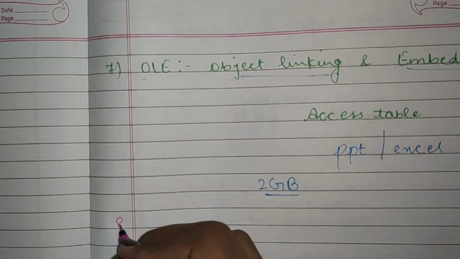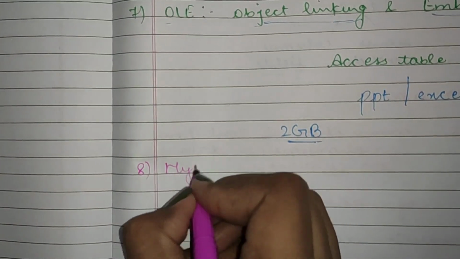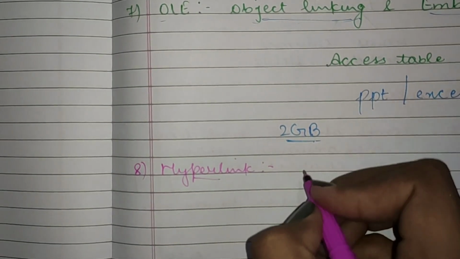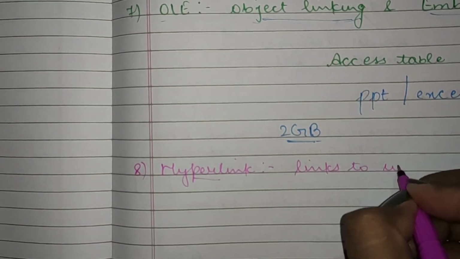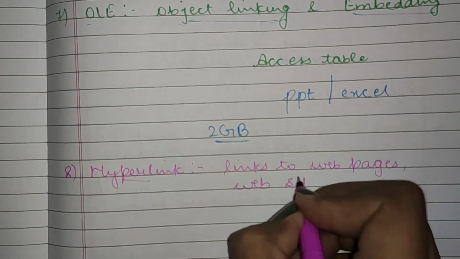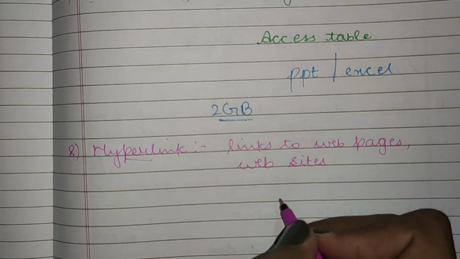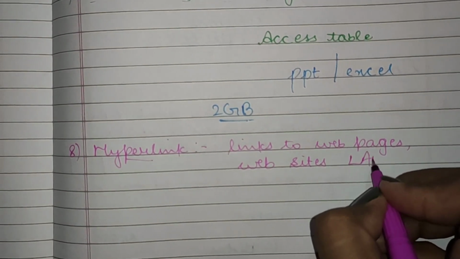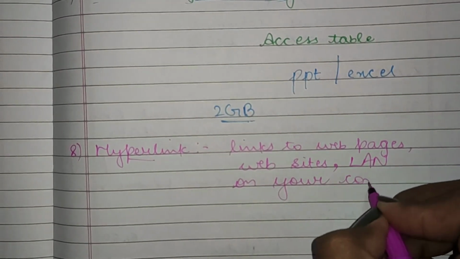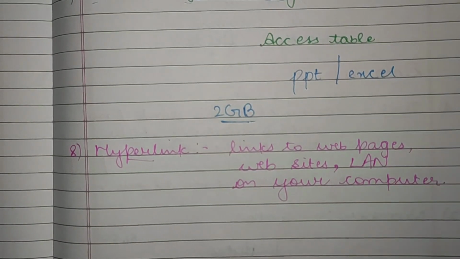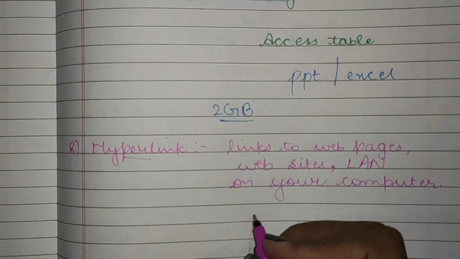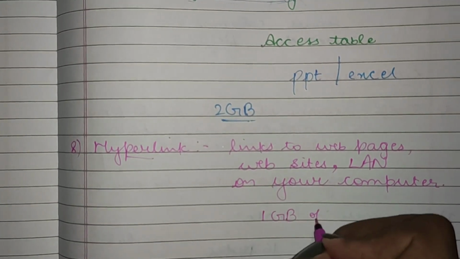Next data type is hyperlink. Now this type of data stores links to web pages, websites, or LAN locations on your computer. Basically, its main purpose is linking to web pages and websites, and it can store a maximum of 1 GB of data.